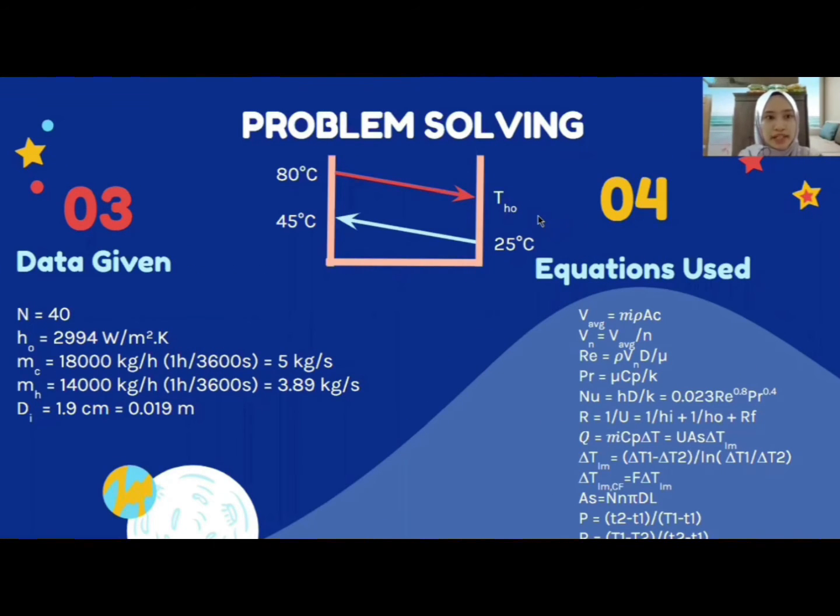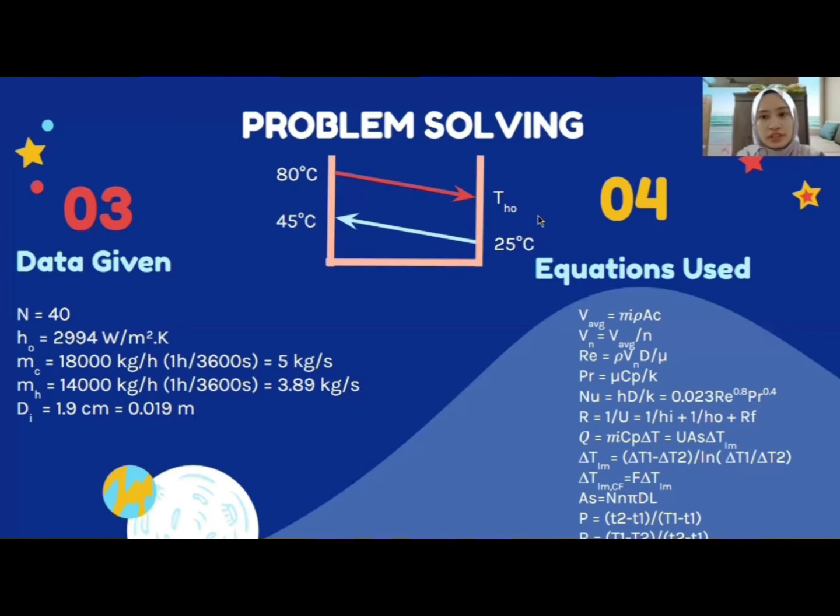There are some data given. The first one is the total number of tubes is equal to 40. The average shell side heat transfer coefficient is 2994 watt per meter squared K. The mass flow rate of the cold water is 18,000 kg per hour, which is equivalent to 5 kg per second. And the mass flow rate of the hot water is 14,000 kg per hour, which is equivalent to 3.89 kg per second. And the inner diameter of the tube is 1.9 centimeter, which is equivalent to 0.019 meter.